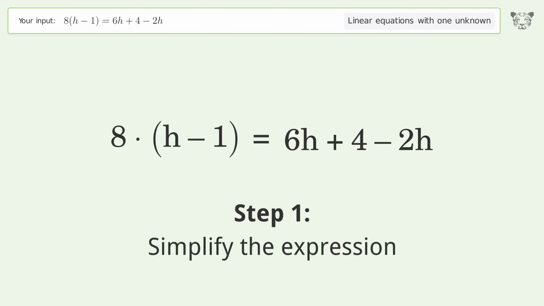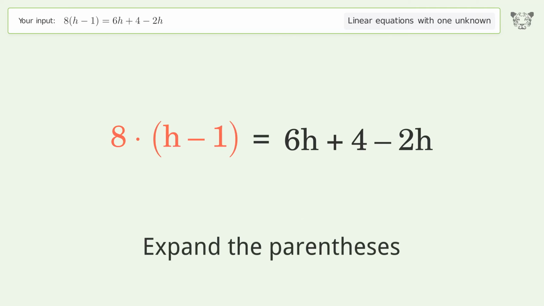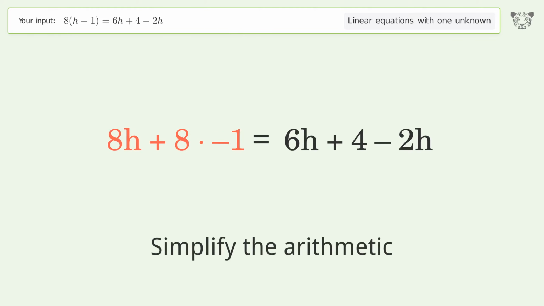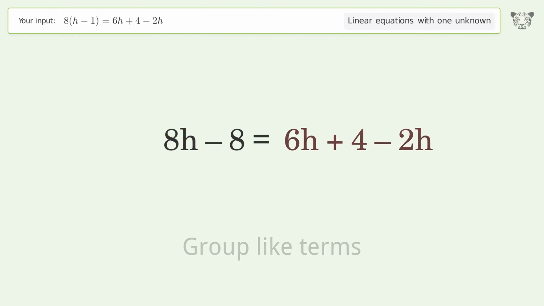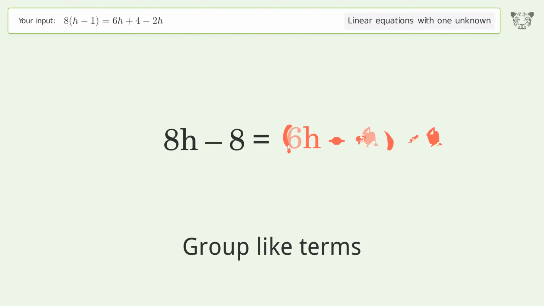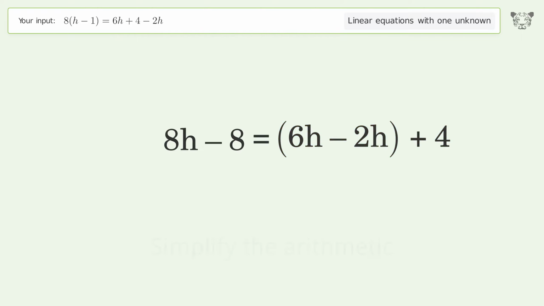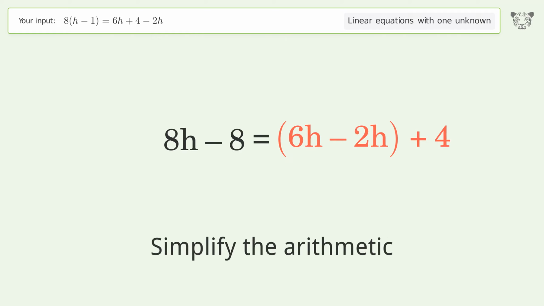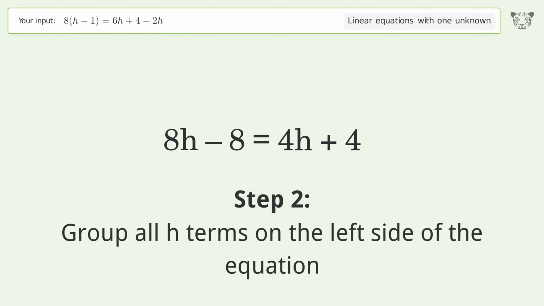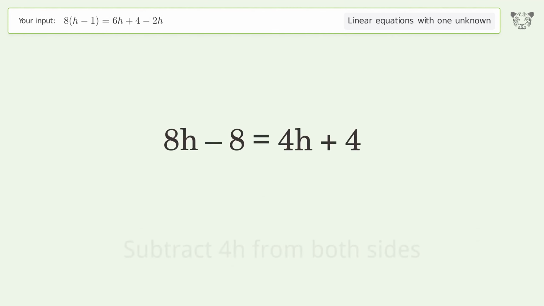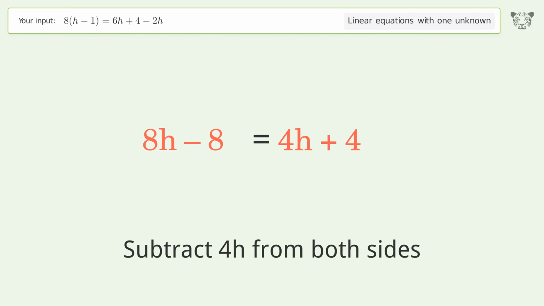Simplify the expression. Expand the parentheses. Simplify the arithmetic. Group like terms. Simplify the arithmetic. Group all h terms on the left side of the equation. Subtract 4h from both sides.